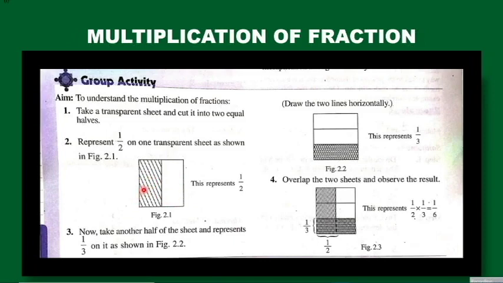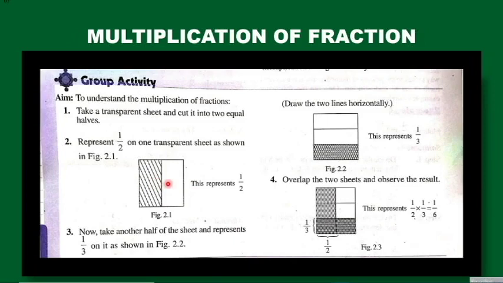So this we will do in the first half piece. I am repeating once again what we have to do. First we take a transparent sheet, then cut it into 2 equal halves. For the first half, you have to divide it into 2 parts, not cut. Divide into 2 parts and shade one part like this. Now it's time for the second half of the sheet.